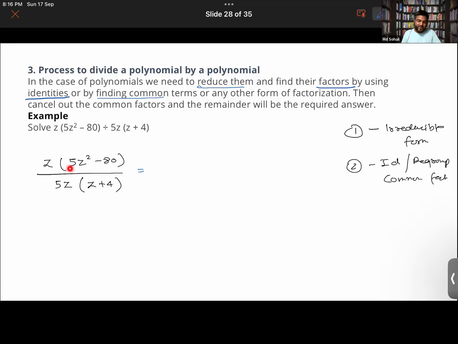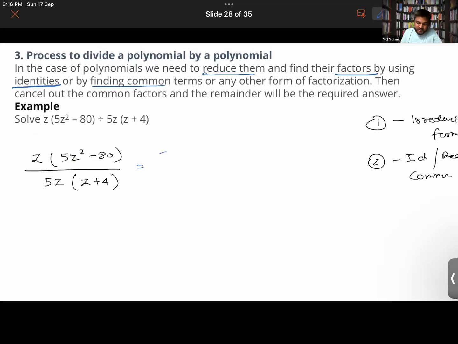Let's try to solve it directly. Only 5 is common, since 80 does not have any z. It's the constant term. So here, it is z into 5 into z into z minus 5 into 16. In this way, you can write it.